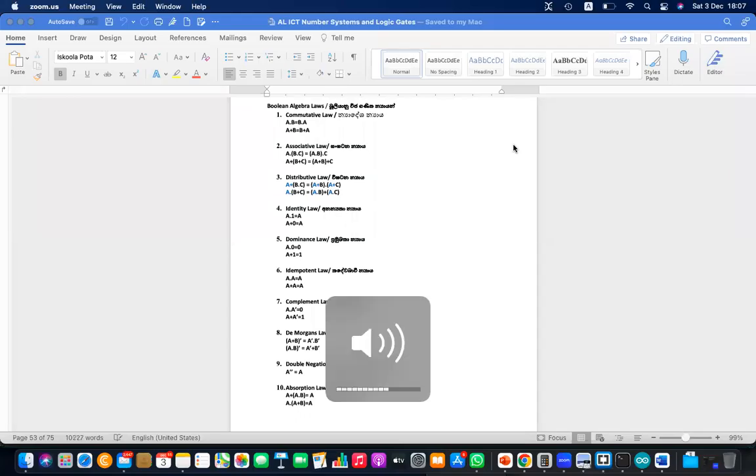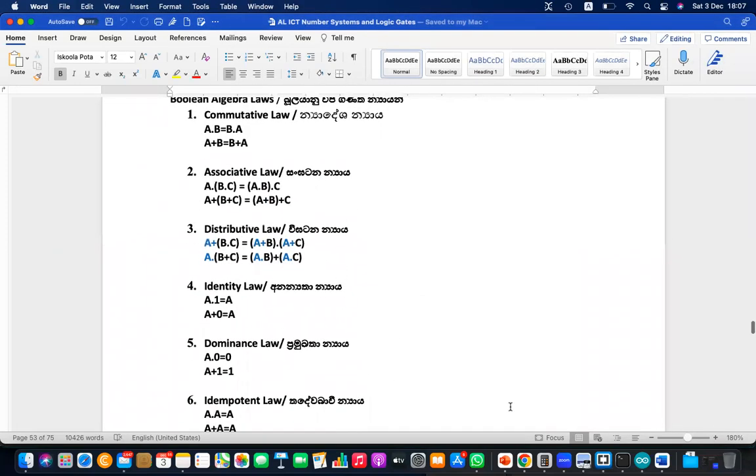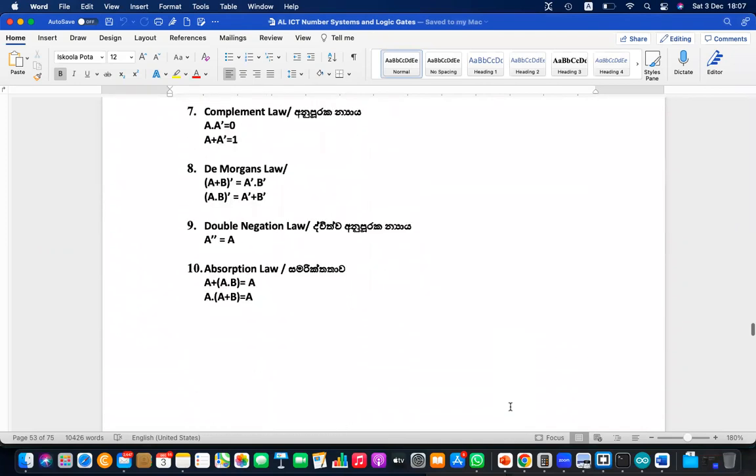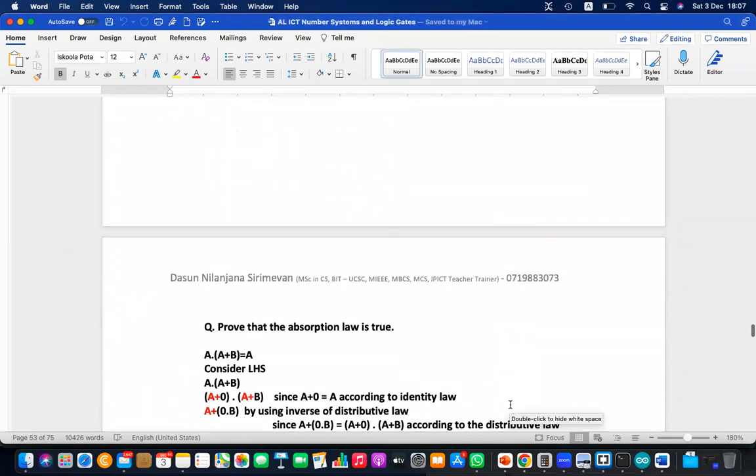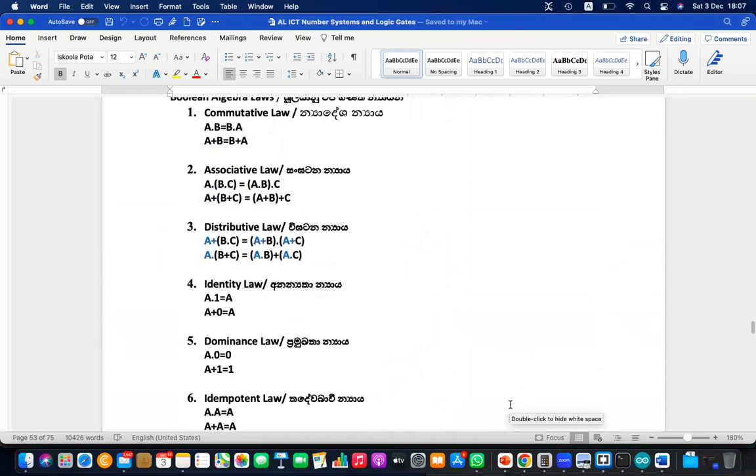Right. Okay. This is where we stopped the discussion last day. We just need to discuss the Boolean algebra laws. Today I will explain each and every law, and after that, let's solve equations using these laws.